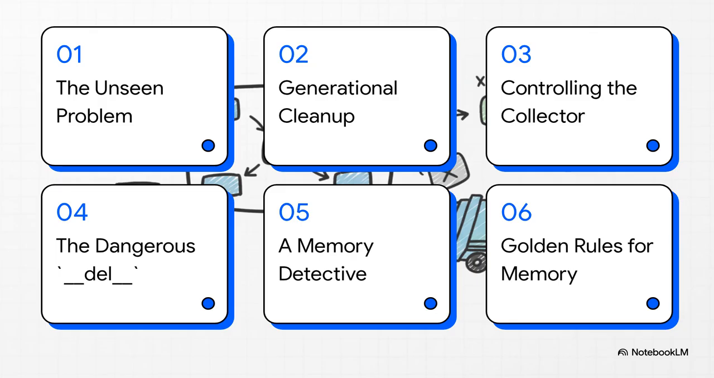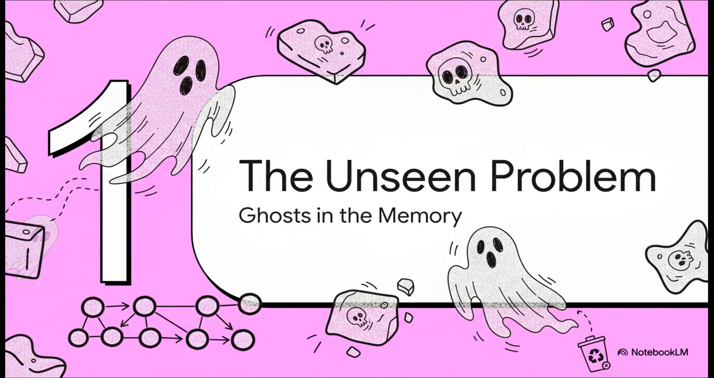Okay, here's our game plan. First, we'll uncover the one big problem that Python's main memory system just can't handle on its own. Then, we'll meet the hero that solves it, the generational garbage collector. After that, we'll learn how to actually control it, how to sidestep a really common trap, and even how to become memory detectives. And finally, you'll walk away with the golden rules to keep your apps running lean and fast. So let's get into it.